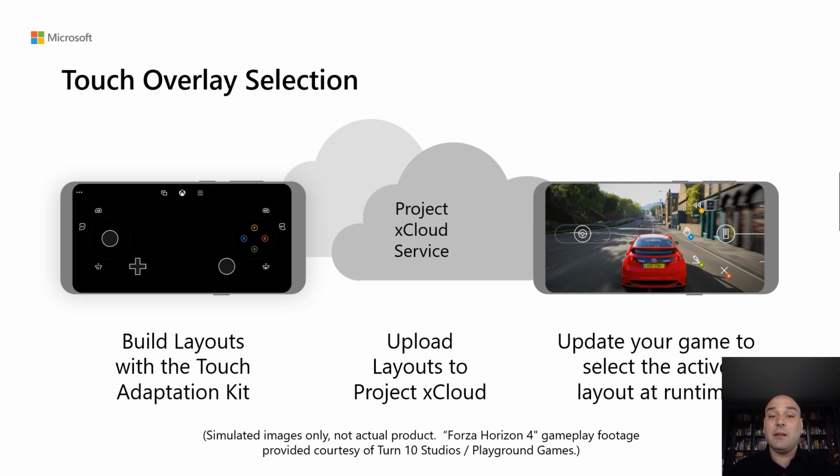The first thing I need to do is build all of the layouts that are necessary for my game to work. I would build layouts for the first-person mode, for the driving mode, and any other auxiliary modes. I'll bundle those up into a touch adaptation bundle and upload them to the Project xCloud servers. Next, there's a set of APIs that are used at runtime to select between the different layouts. So this way, the client device knows exactly what layout matches the state of your game at any given point in time.